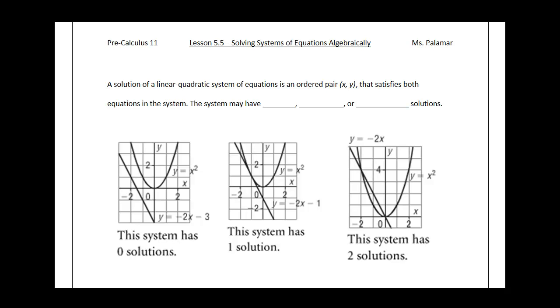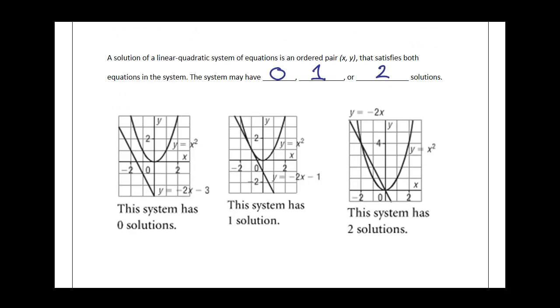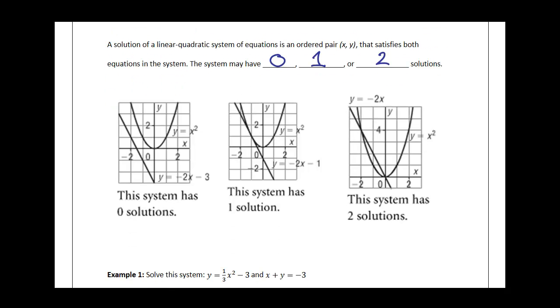Here we go. A solution of a linear quadratic system of equations is an ordered pair (x, y) that satisfies both equations in the system. The system may have 0, 1, or 2 solutions. So looking at these graphs, it's what demonstrates the possible solutions we have.